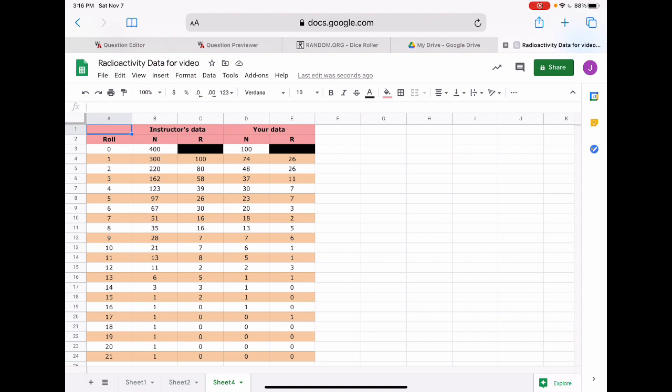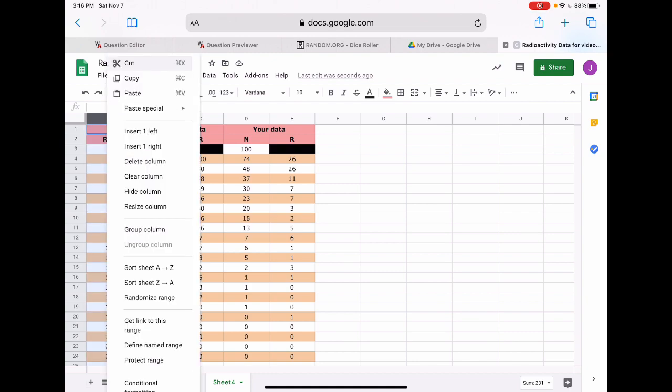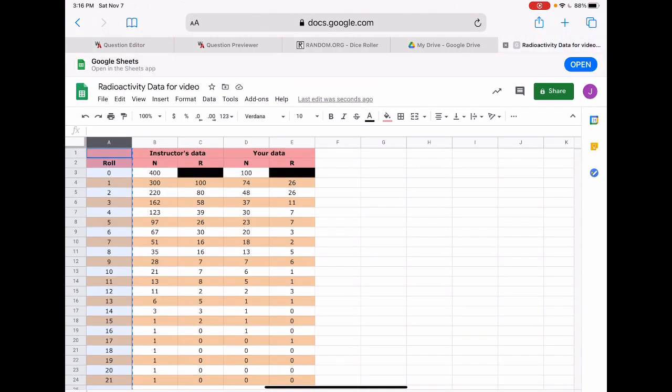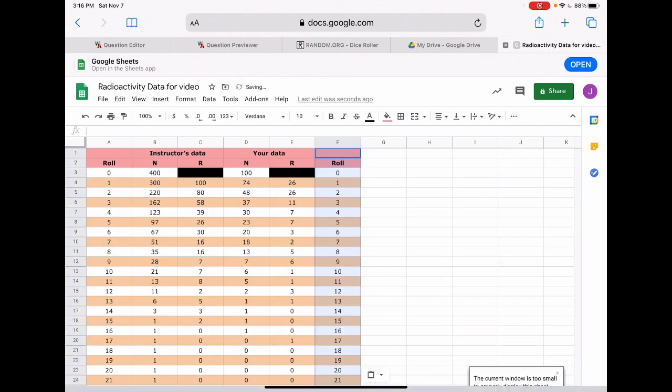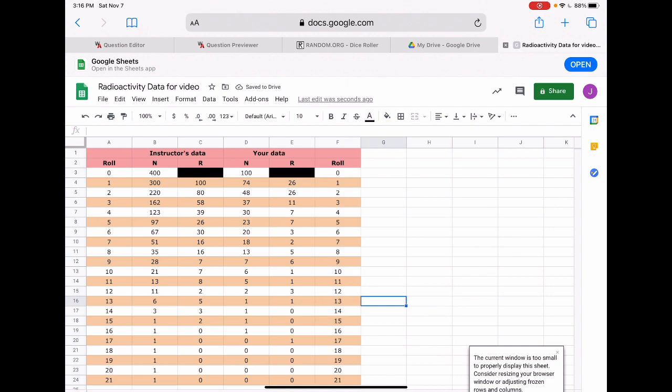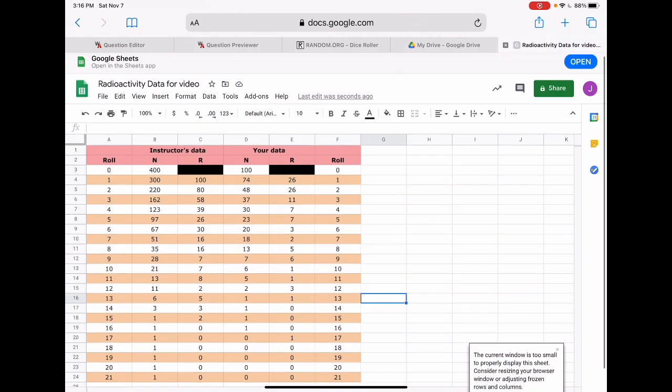So the first thing, we're going to be making some graphs, and the rolls are going to be our x-axis. So just for ease of making the charts, it really helps to go ahead and copy this first column over here. That's going to make things a lot easier when it's time to make the graphs.